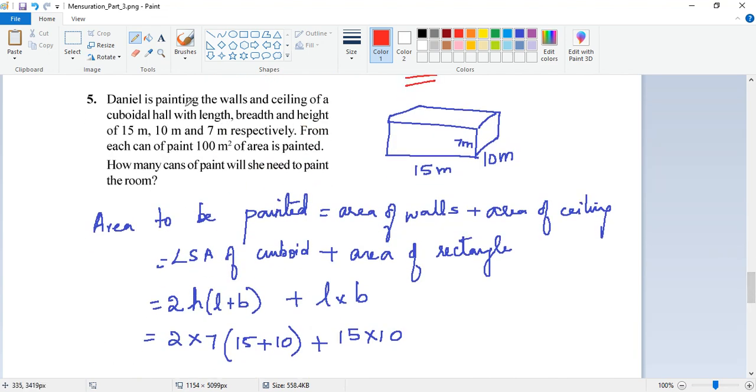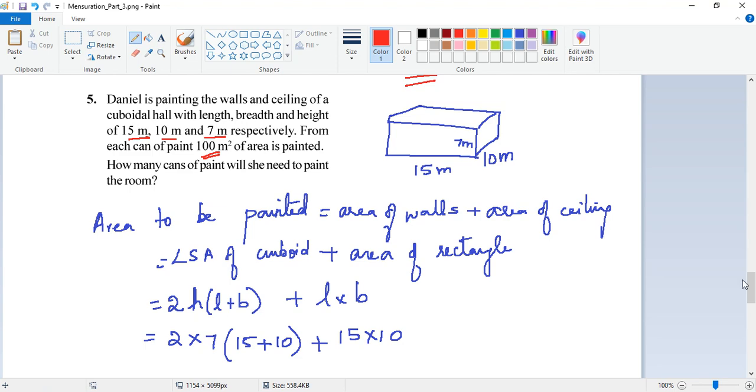Okay. Now come to this last one. Daniel is painting the wall and ceiling of a cuboidal hall with length, breadth and height of this. See, when they say this, so this is your length, this is breadth and this is your height. Now from each can of paint, 100 meters square of area is painted. So from one can, you can paint 100 meters square of area. How many cans of paint will be needed to paint the room? So first we should find how much area is there to paint the room. Then we will use the can thing.